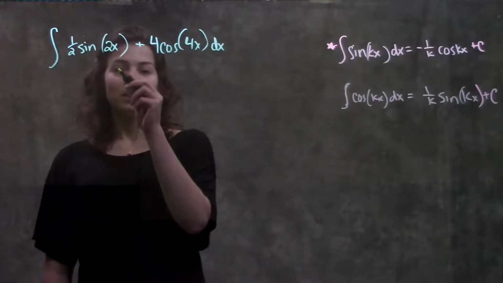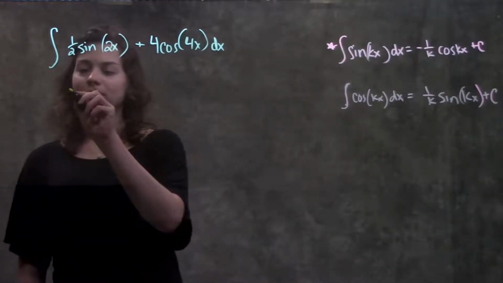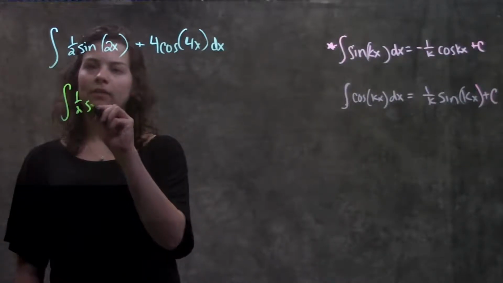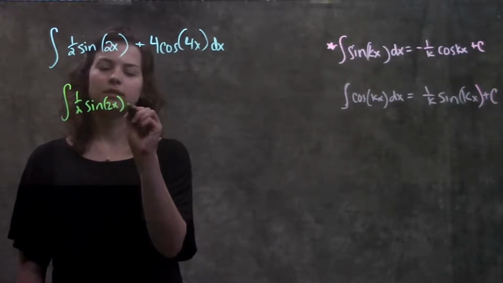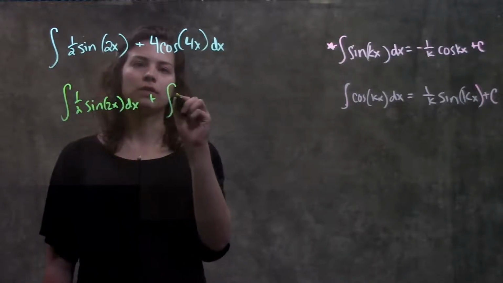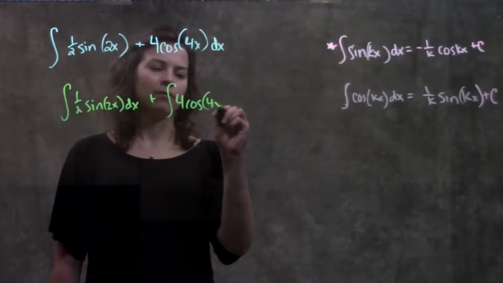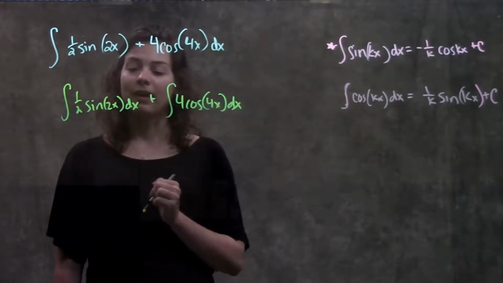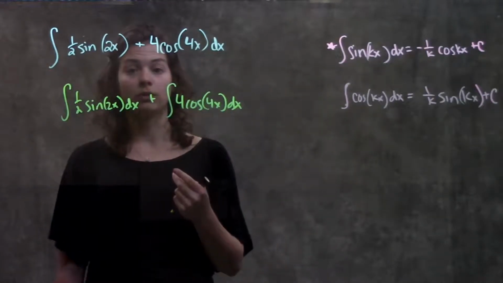So first thing I'm going to do is just separate this out into two different integrals. So for this first part, I have the integral of 1/2 sine of 2x dx plus the integral of the next part, cosine of 4x dx. And from here, I can just follow what my integral rules tell me.